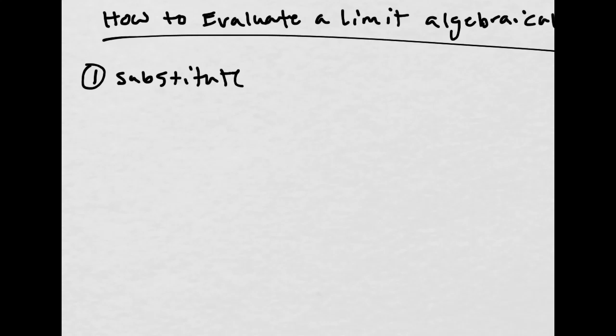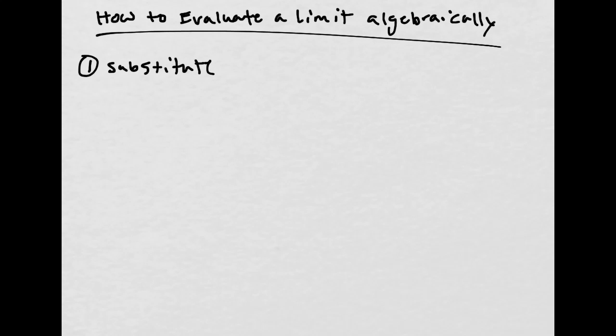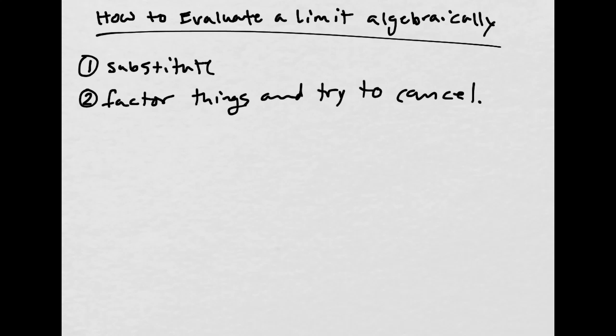So, let's go back up to the steps. How do you evaluate a limit algebraically? 1, you try and substitute, but maybe you get indeterminate forms. So then you try and factor and cancel stuff out. That's what you've got to do. Then after that, you go back to plugging stuff in. So factor things and try to cancel, and then plug stuff in.